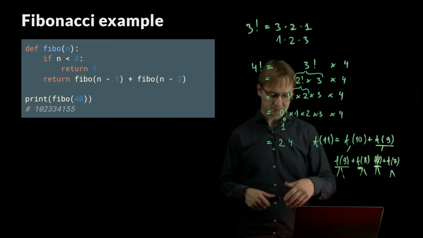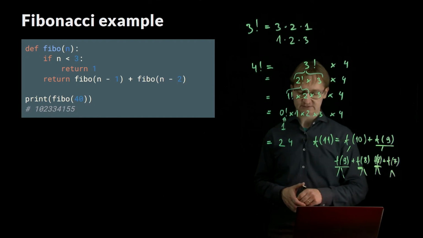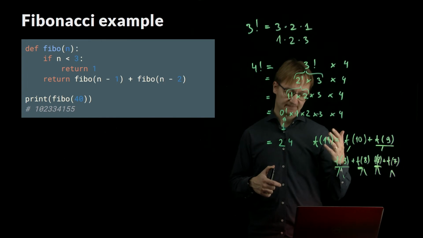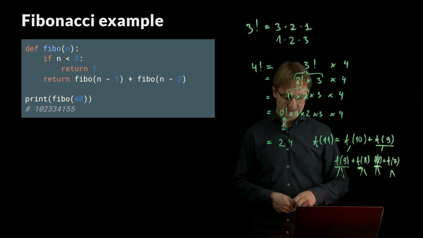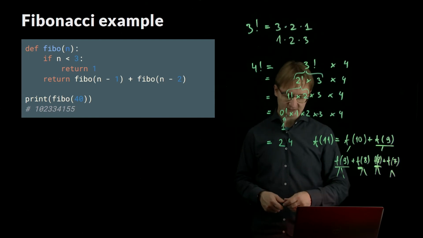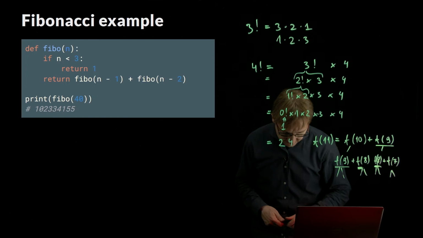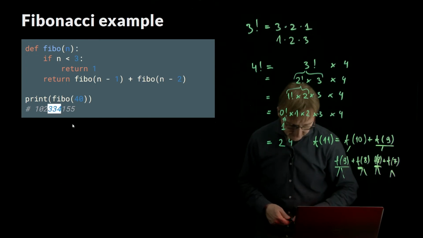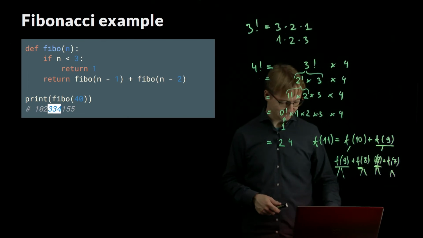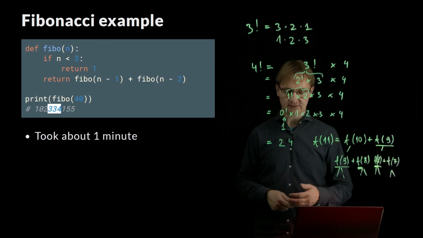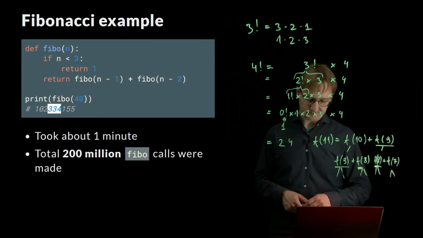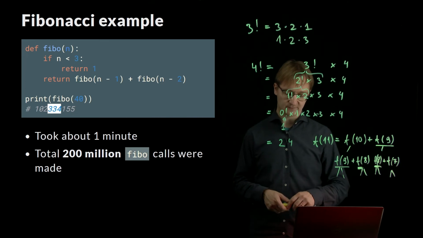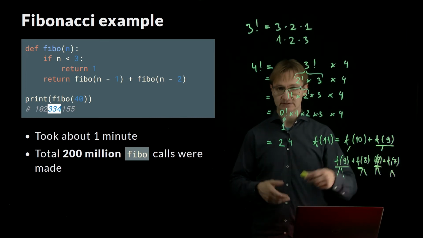Now with the same function, I try to calculate the 14th Fibonacci element. And this is the result here, something like 102 million and so on. To calculate that, it takes actually about 1 minute. And we did 200 million Fibonacci callouts during this calculation.